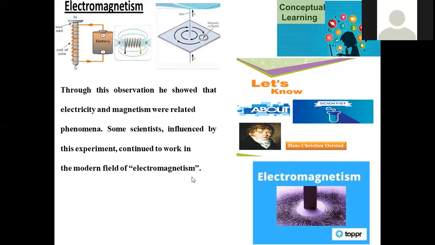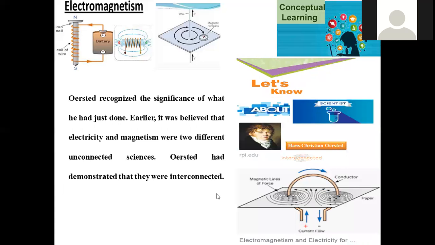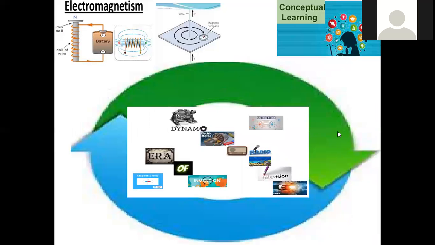and new inventions were developed based on this electromagnetism. Electrical current and magnetic field are interconnected. This research resulted in several new scientific theories, and various vital inventions like the dynamo, the electrical motor, and new technology developments, leading to the invention of radio, television, and fiber optics. All these are regarded as wireless communication systems. Such new inventions originated from the simple concept that electricity and magnetic field are interrelated.